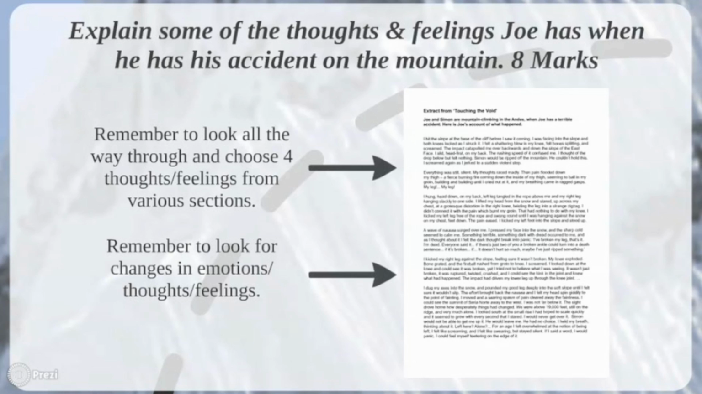Remember to look all the way through the extract and choose 4 thoughts or feelings from various sections within it. And remember to look for changes in emotions or thoughts and feelings. And when you find those changes, think about why have those thoughts or feelings changed? Has the situation that that person is in changed, and therefore they are feeling a different way? So have a look at that. Go through, have a go at answering the question.